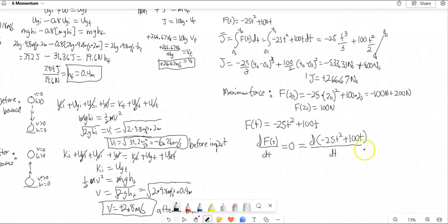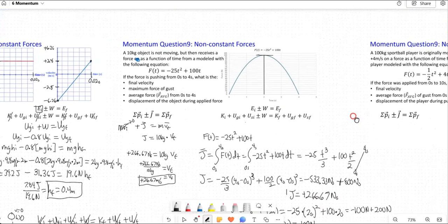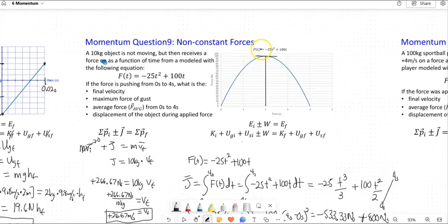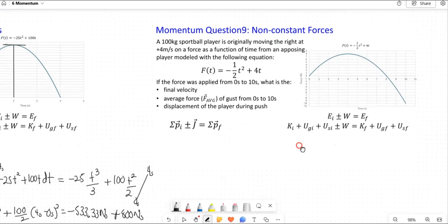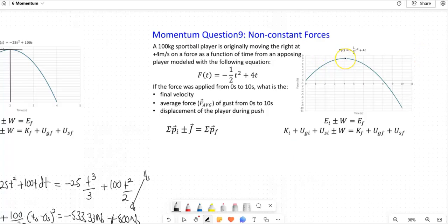Okay, so in this problem, we have the convenience of knowing that 4 is the maximum time and 0 is the minimum time. Divide that difference by 2, and you know what the maximum height is. But in problems like this over here, well, you've got a problem.